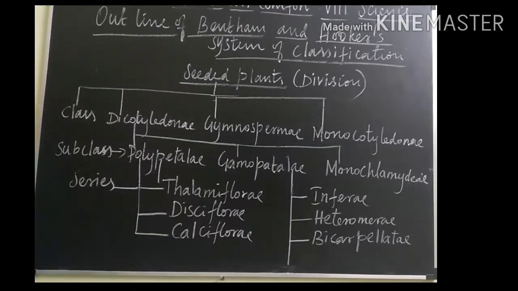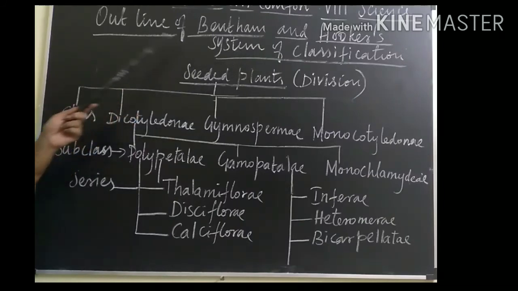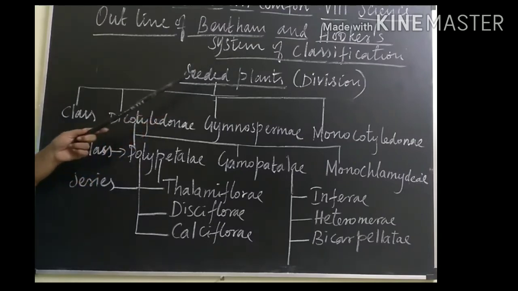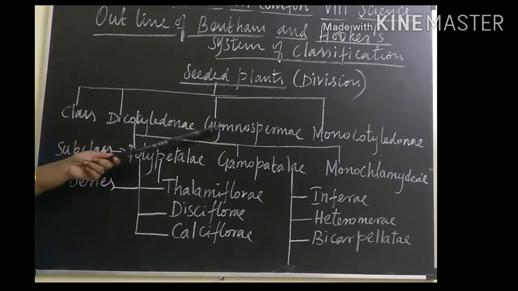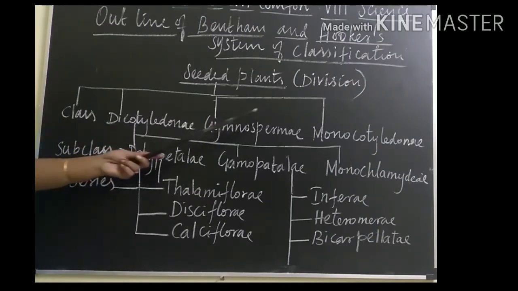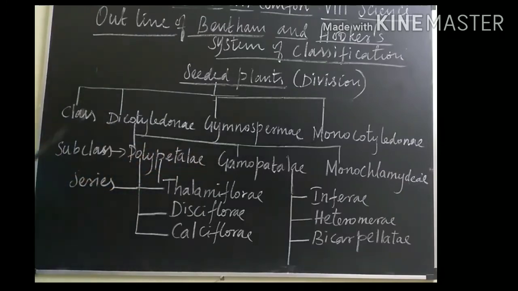And students, let us learn about the Bentham and Hooker system of classification. Outline of Bentham and Hooker system of classification. Cedar plants. Class Dicotyledonae. Dicot plants. Example mango, guava, teak. Gymnospermae. Example cycas plant and pinus plant, etc. Monocotyledonae. Monocot plants. Example coconut, then millet, paddy, etc.